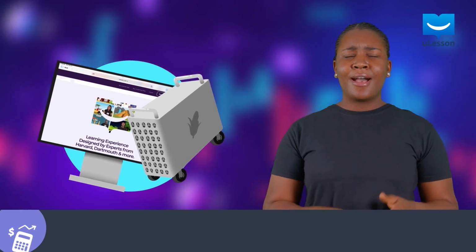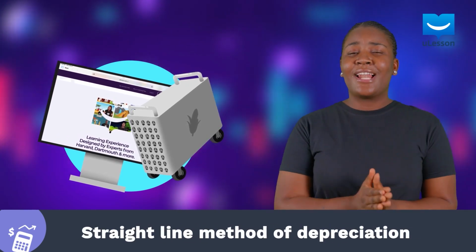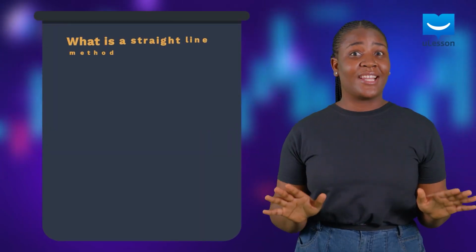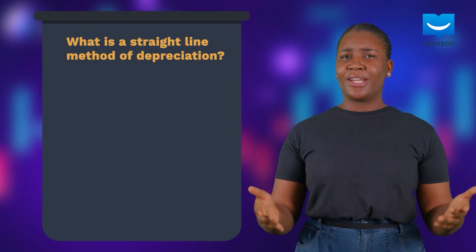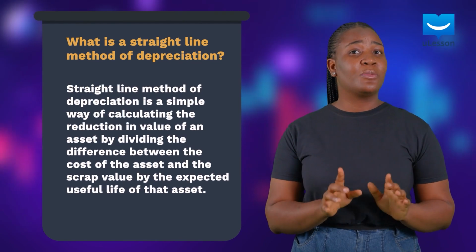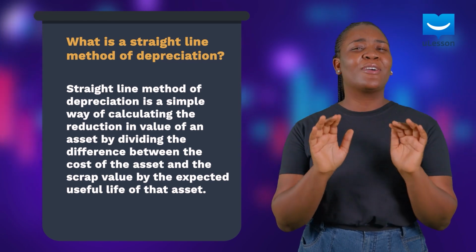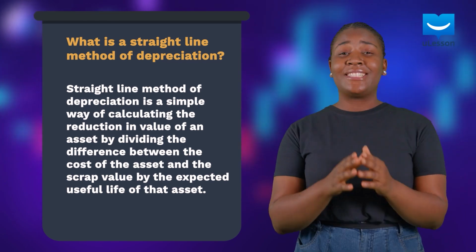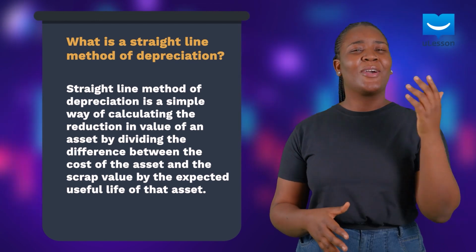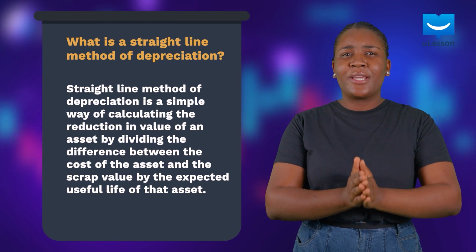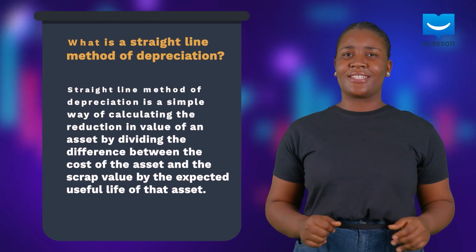Assets that are assumed to reduce by a constant amount are calculated using a straight line depreciation method. So the question of this lesson would be, what is a straight line method of depreciation? Straight line method of depreciation is a simple way of calculating the reduction in value of an asset by dividing the difference between the cost of the asset and the scrap value by the expected useful life of that asset.